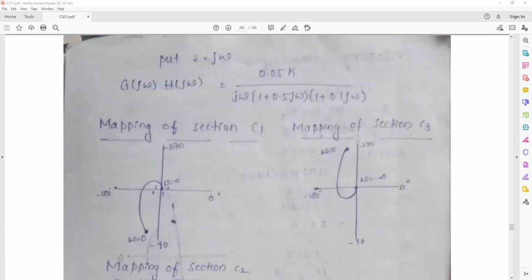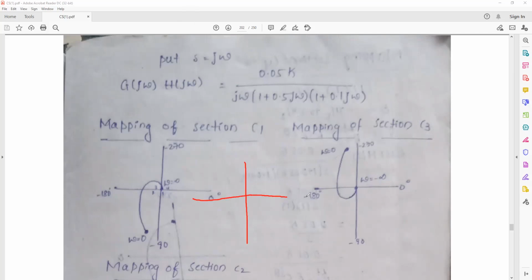Put s equal to j omega in the given transfer function. So we substitute s with j omega: 0.05 K by j omega into (1 plus 0.5 j omega) into (1 plus 0.1 j omega). So the mapping of section C1 is the starting of the polar plot and the ending of the polar plot. What is the start of the polar plot?